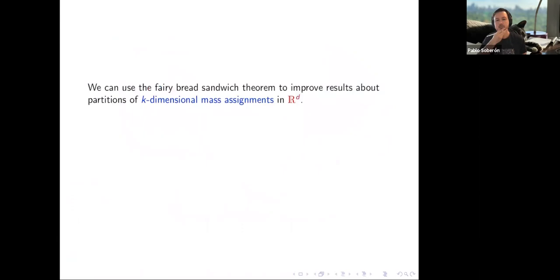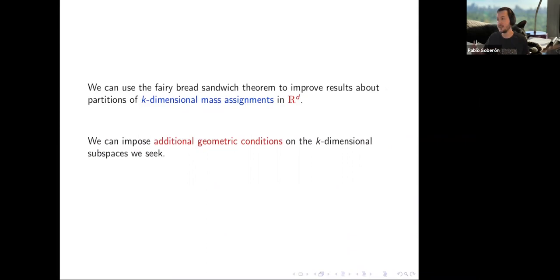So let's see if we can apply this to get something a bit more interesting. I mentioned that Patrick Schnider had some ham sandwich type result for k-dimensional mass assignments. If I give you d of them, there's a k-dimensional subspace in which you can split the d measures. And since the Fairy Bread Sandwich theorem gives you a bit more, then maybe what you can do is exactly this, but imposing additional conditions on this k-dimensional subspace.